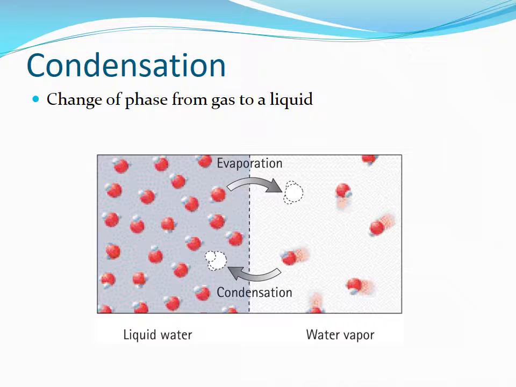Condensation is a change of phase from a gas to a liquid. Condensation is the opposite of evaporation. Gas molecules near a liquid surface are attracted to the liquid. They strike the surface and lose kinetic energy, becoming part of the liquid, and release heat.